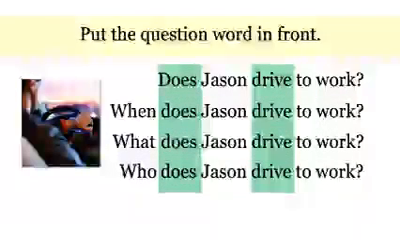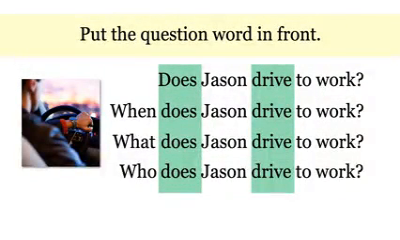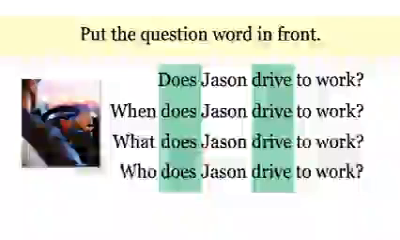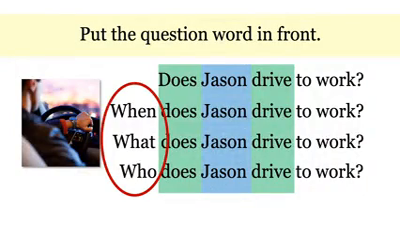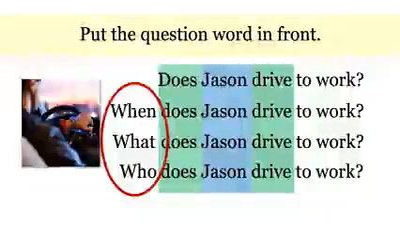Notice, all of these questions are like the yes/no questions. They have does, because Jason is the subject, and drive, which is the verb, and it's unchanged. It's in its simple form. The subject, Jason, is in the middle, and the question word is in front.